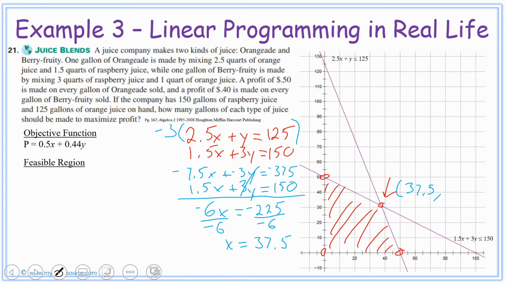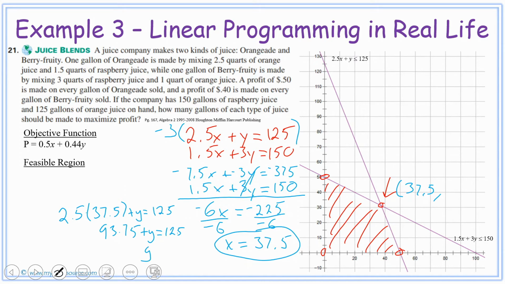Then we just need to find the y value, and we can substitute our 37.5 back into the equation. Since the first row doesn't have any coefficient next to the y, it will probably be our easier one. So we have 2.5x, which is 37 and 5/10, plus y equals 125. All right, so we could go ahead and solve that. 2.5 times 37.5, and we get 93.75. And we can quickly find, subtracting the two values, that y is equal to 31.25.